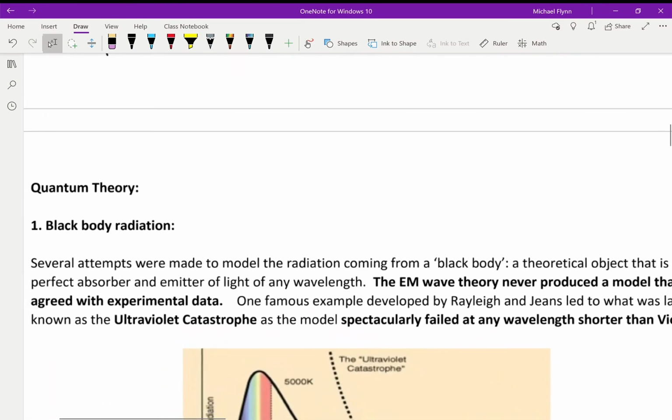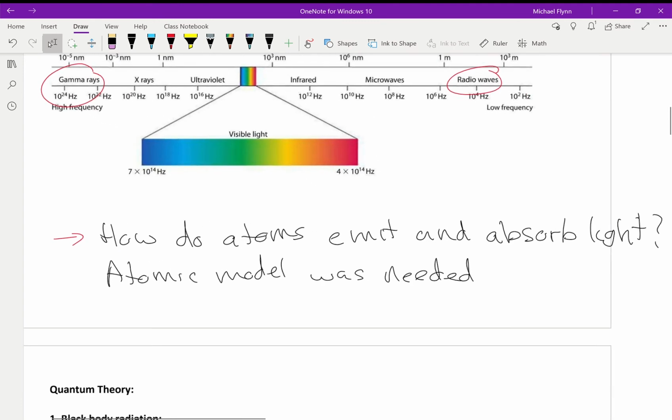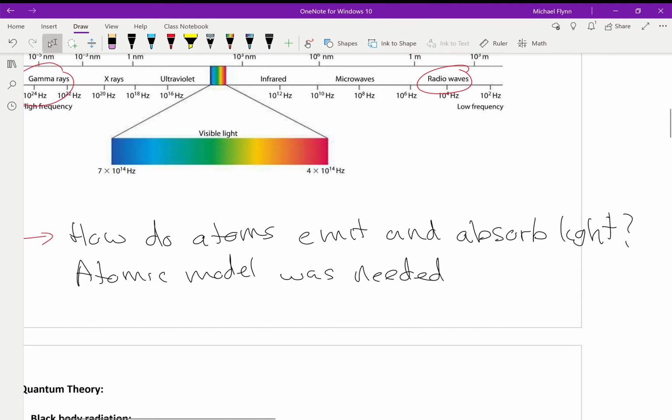I just want to now get into the quantum theory. So what we're going to do in quantum theory, just before I get ahead of myself, we're going to answer this question: how do atoms emit and absorb light? That was our next task, right?